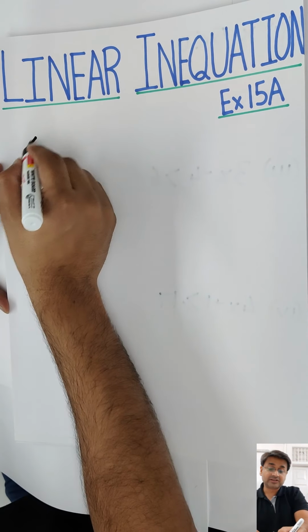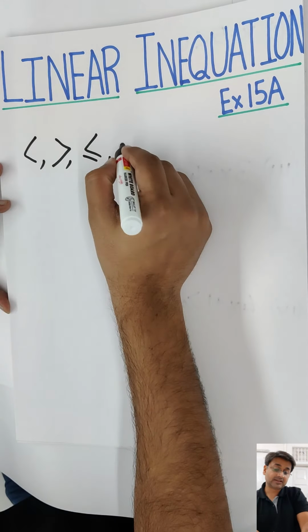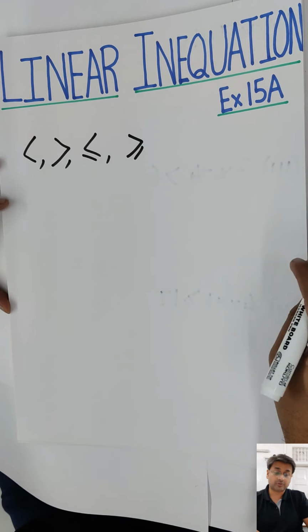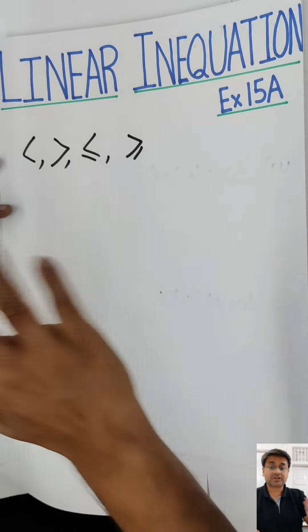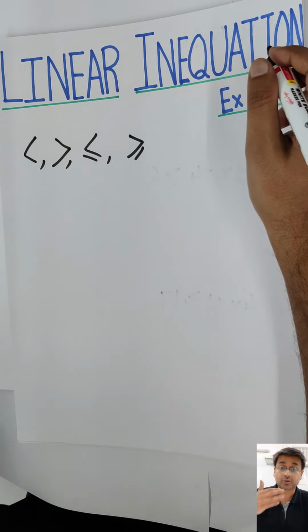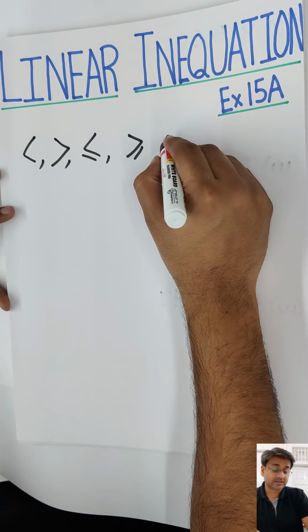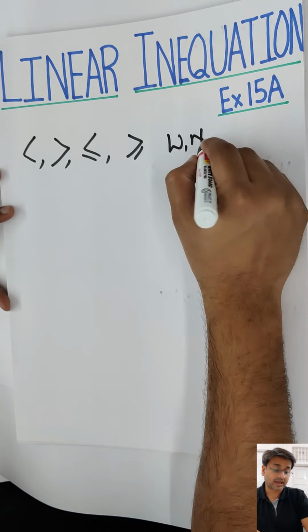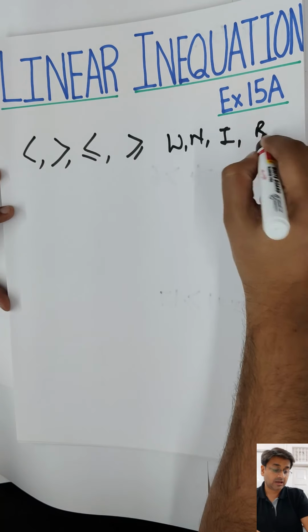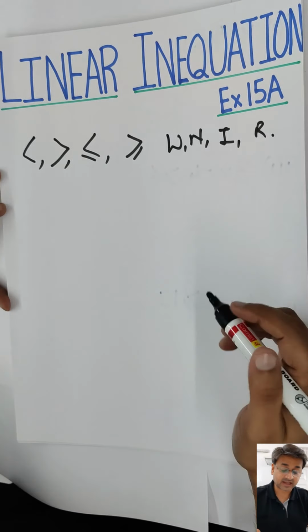So you are going to basically use these signs: less than, greater than, less than equal to, greater than equal to. Let's take an example. There are three major things you should know, or prerequisites or control keys, before you get onto the topic. One is these signs. Number two is W, N, I and R. And the third thing I'll tell you later. First let's understand these two things.